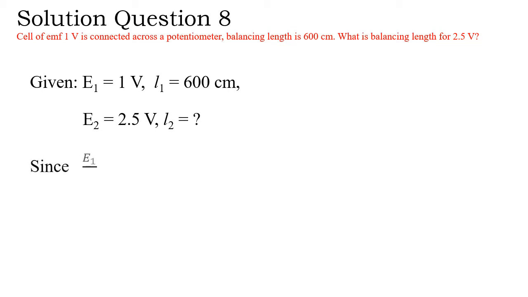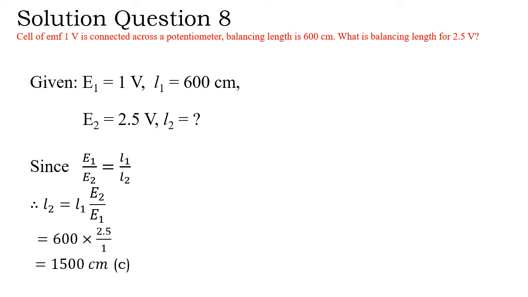Now let's proceed to the solution. As we know, E1 by E2 is equal to L1 by L2. So accordingly, over here we have three factors being given, and the fourth factor, that is L2, is unknown, that we can very easily find by using the cross multiplication. So hence L2 can be written as L1 into E2 divided by E1. So accordingly we will obtain the value as 1500 centimeter, and this happens to be option C.